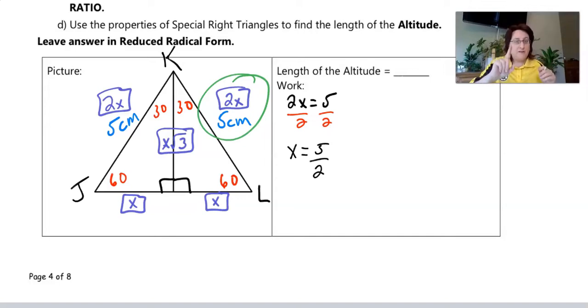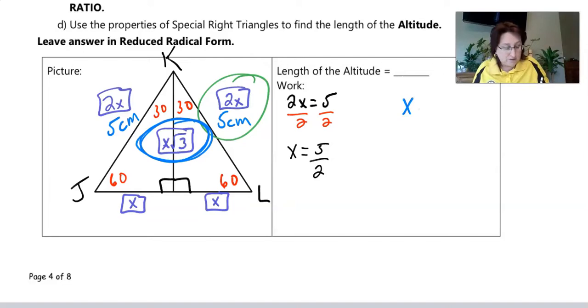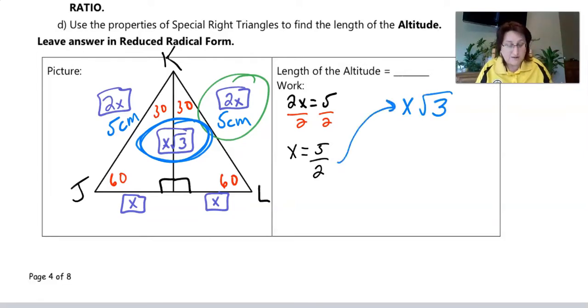Okay, we've got this far. Now what should we do? What's our next step? All right, hopefully you guys said, hey Miss Smith, the next step is that we're going to plug the x into the ratios. Now, we don't necessarily need to plug it into everything because what it's asking for is the length of the altitude. Hey, ladies and gentlemen, that's this right here. We're trying to find the length of the altitude, so now we're going to plug x in right there.